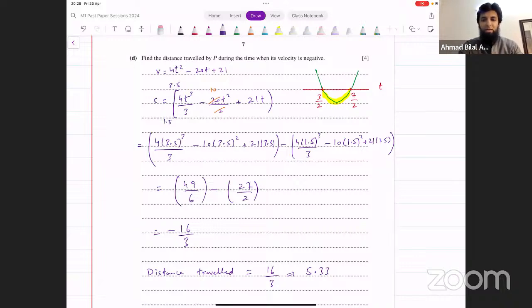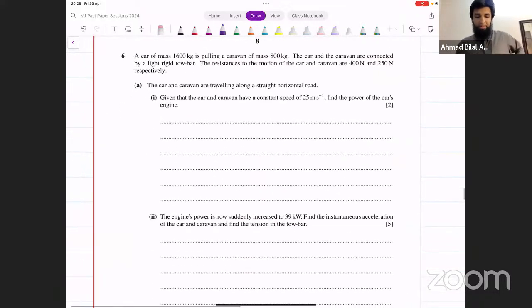Make sense? Any problems with this? No problems. Let's have a look at the next one now. Next, we've got question number 6. It says a car of mass 1600 kilograms is pulling a caravan of mass 800 kilograms. The car and the caravan are connected by a light rigid tow bar. Okay, so we've got a rigid tow bar. 1600 kg is the mass of the car, and 800 kg is the mass of the caravan.